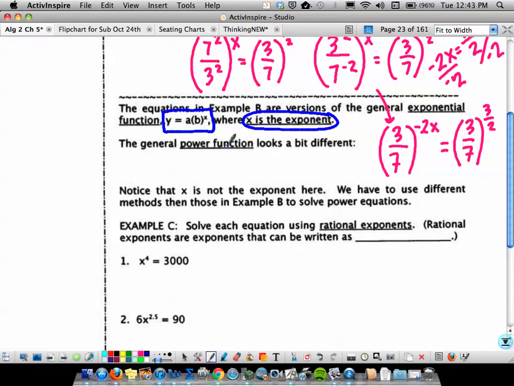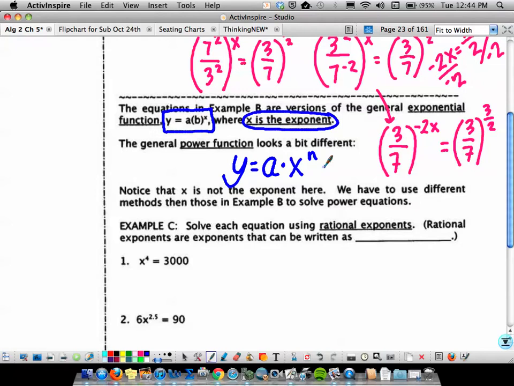The general power function is something slightly different than the general exponential function. Again, in the exponential function, the x is what's in the exponent. In a power function, we have an exponent, but x itself is not the exponent. So the general power function looks like this: y equals a times x raised to the n. Notice that in the power function, the x is serving as a base, not as the exponent.